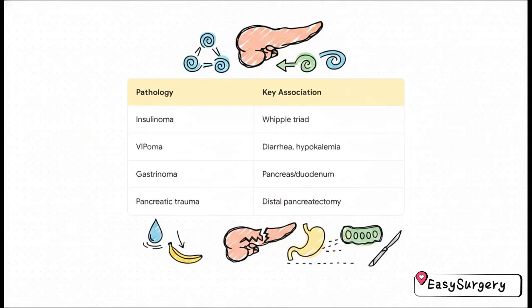Let's slide over to the pancreas. I highly recommend screenshotting this high-yield box for your board prep. The most common pancreatic endocrine tumor is an insulinoma, and its presentation is inextricably linked to the Whipple triad. Next, a VIPnoma presents with a very specific trio of symptoms: watery diarrhea, hypokalemia, and achlorhydria. For a gastronoma, you just need to memorize its location, the pancreas or the duodenum. And in cases of pancreatic trauma, if there's a tail injury, the procedural association you need is a distal pancreatectomy.